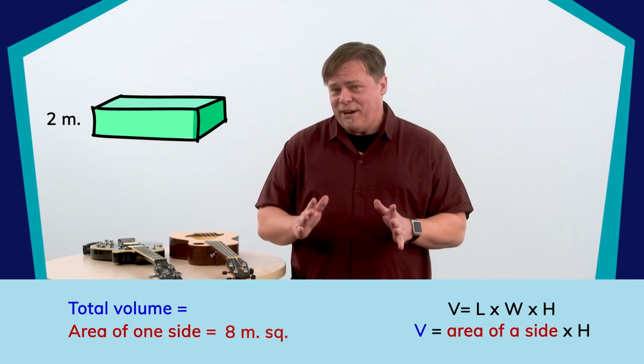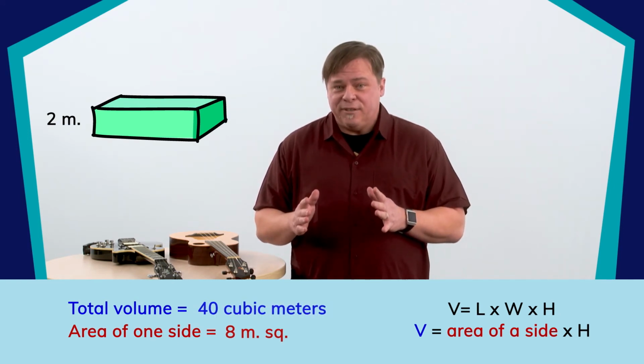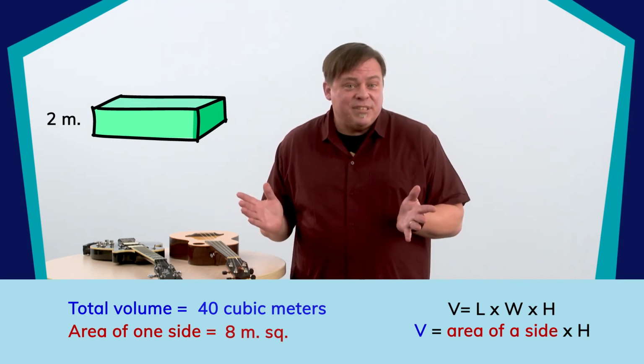So, a prism 2 meters tall, and the area of the front of the prism is 8 meters squared. We know that the volume of the prism is 40 cubic meters. How long is the prism?